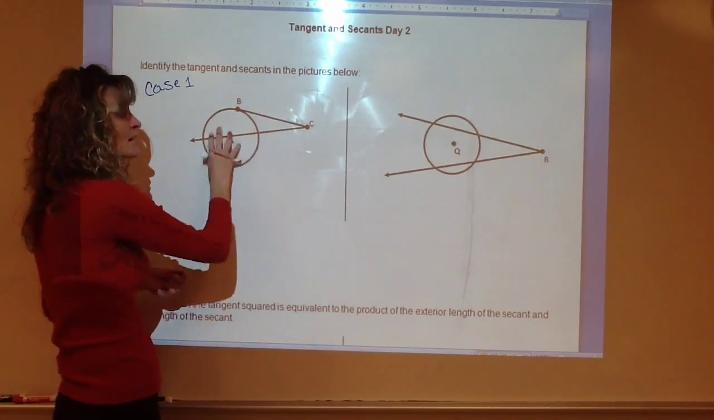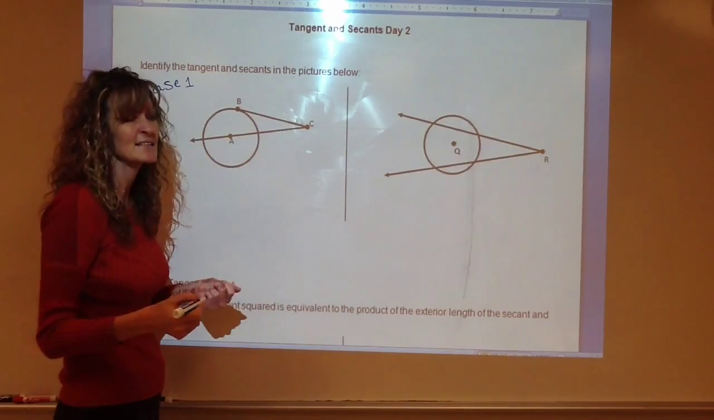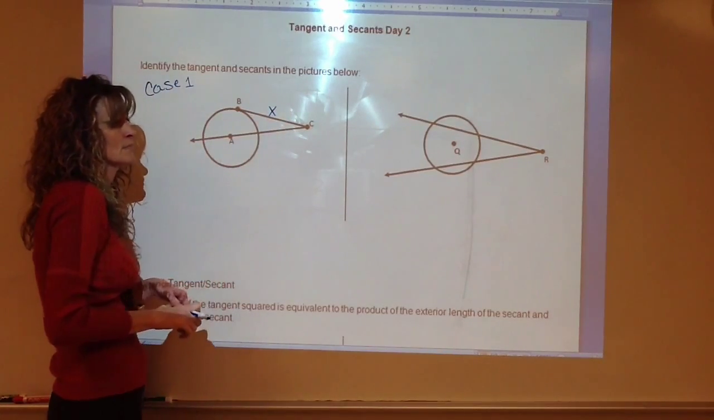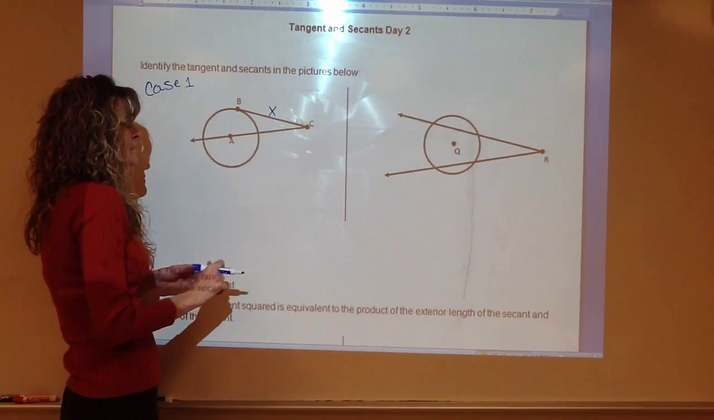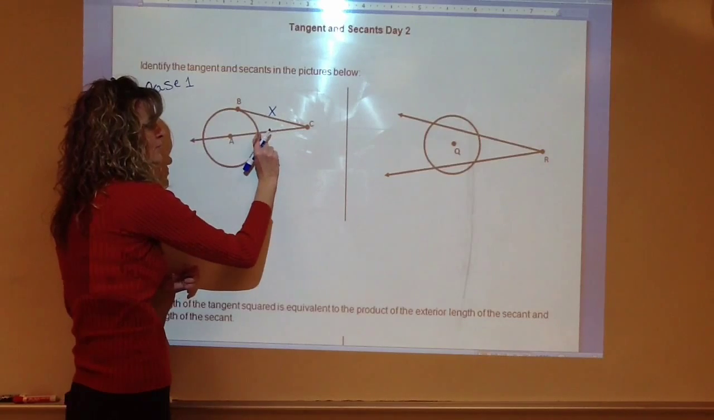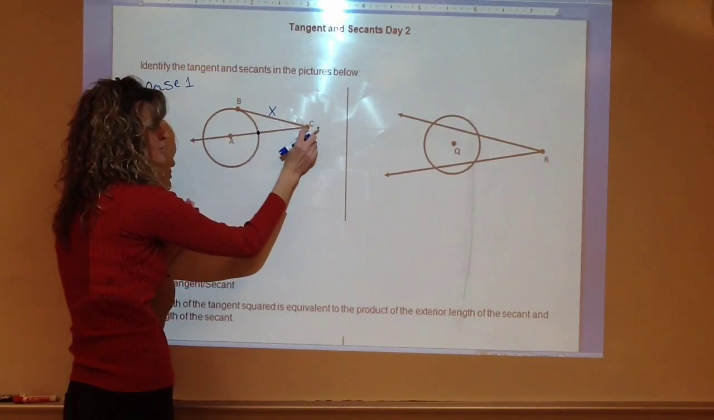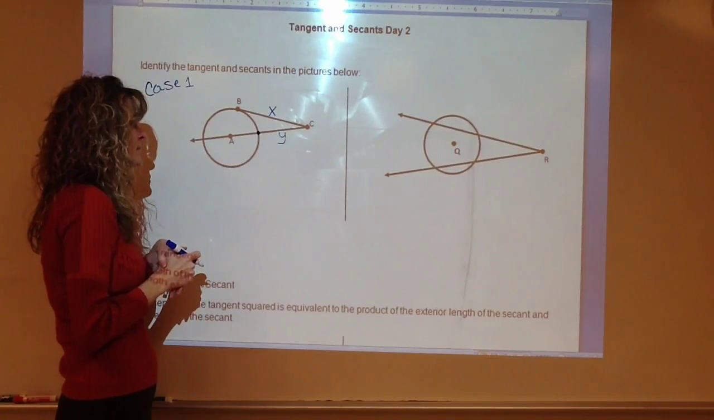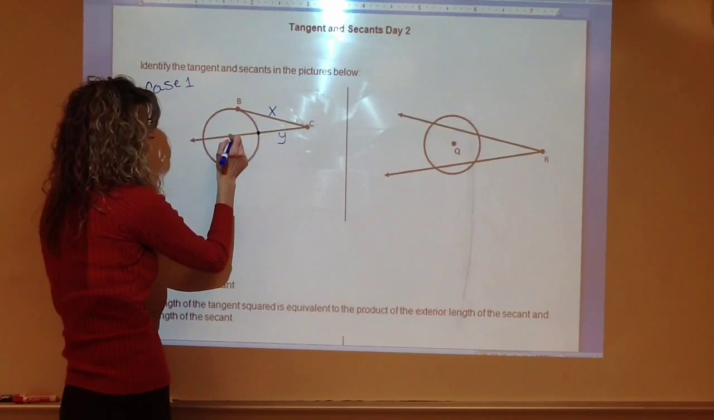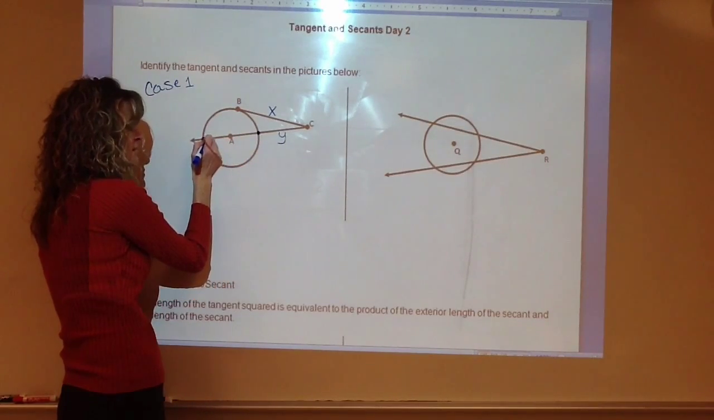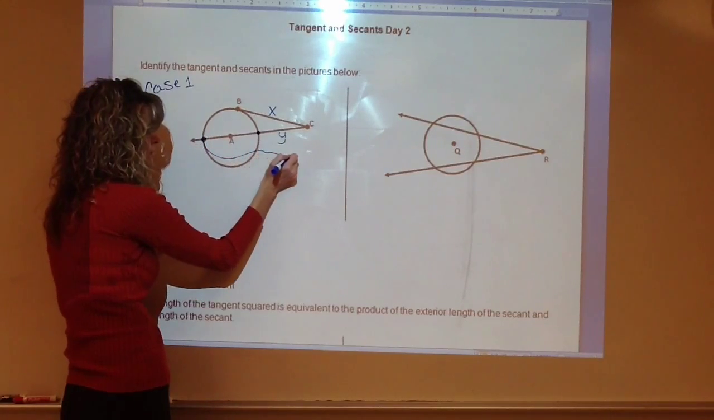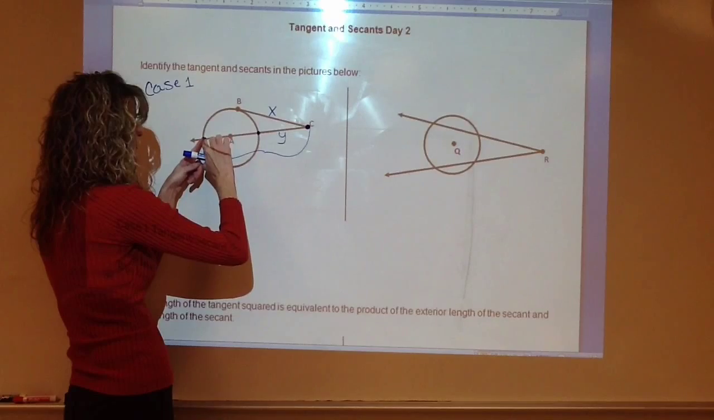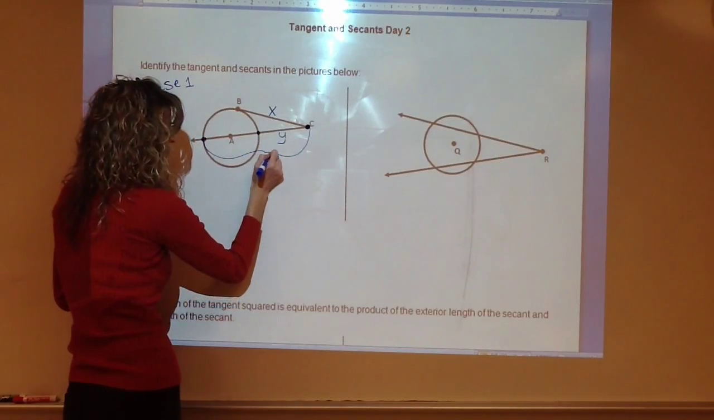So let's put some variables; I'm going to use variables other than A, B, and C. I'm going to use X, Y, and Z. I'll call this length BC X. I'll call the length from this point on the circle to the exterior point on the secant Y. And then the length all the way from this point on the circle to the shared point, so the whole length of this secant, we'll call that Z.